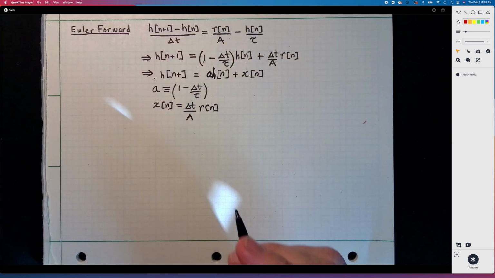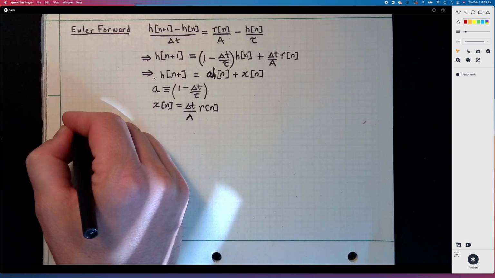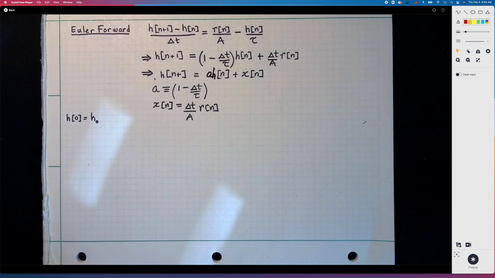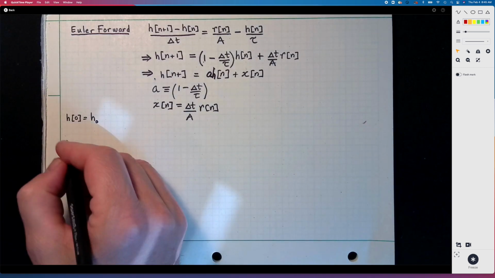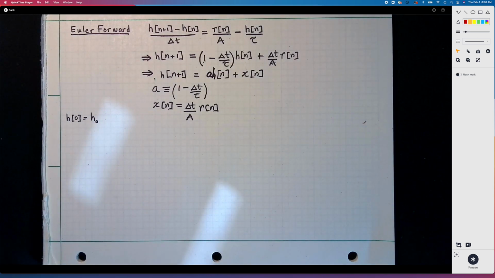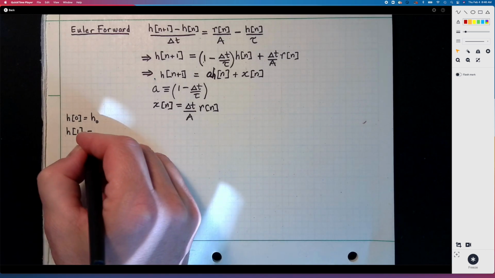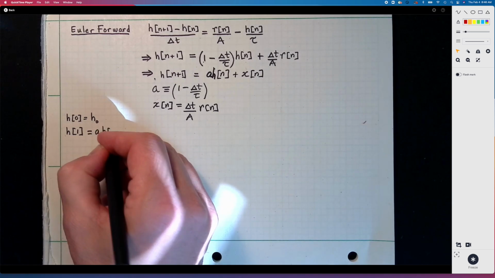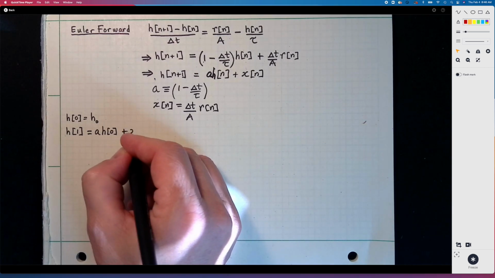And then we have the initial condition, h of 0, right? So h of 0, which is equal to h naught, is given. And from there, we can now use the Euler forward scheme to calculate h1. Here I need a 1. So h1 is going to be this factor a multiplying h0 plus x0.